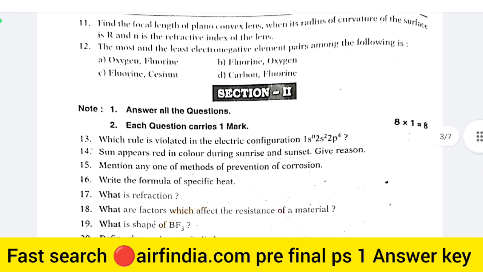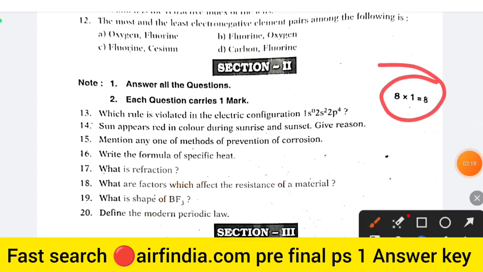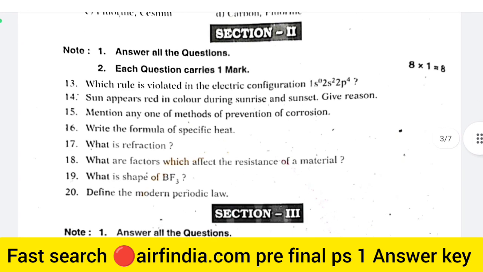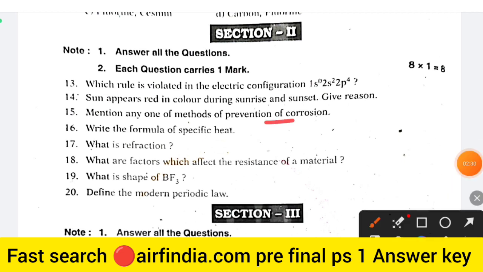Section second. Each question carries 1 mark. These questions are 8 marks. Which rule is violated in the electronic configuration 1s0, 2s0, 2p4? The Sun appears red in color during sunrise and sunset, give one reason. Mention any one method of prevention of corrosion. Write the formula of specific heat. What is refraction? What are the factors which affect the resistance of a material? What is the shape of BF3? Define the modern periodic law.